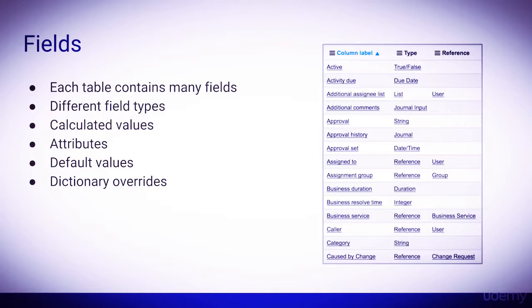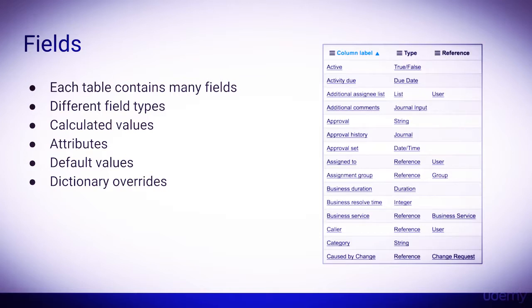Each field can also take on a number of properties, such as calculated fields, which can have logic applied to them in order to calculate their values, field attributes, which add filters, restrictions on fields, and special UI attributes, default values, where a default value can be provided for a specific field, and dictionary overrides, which we'll discuss later on.